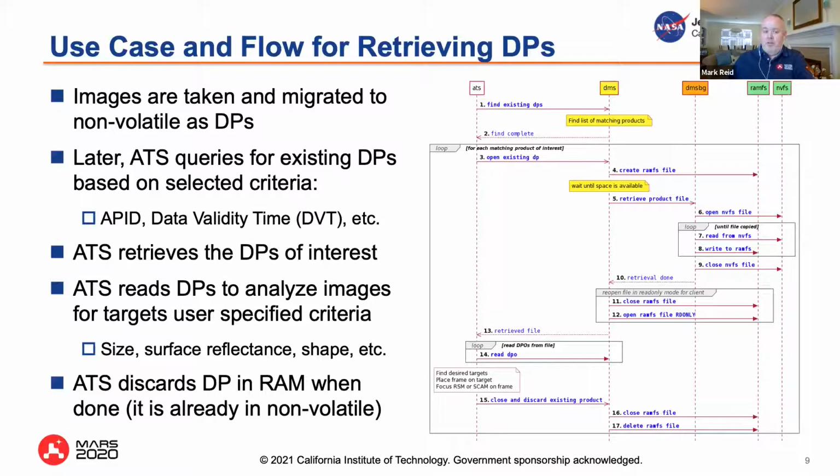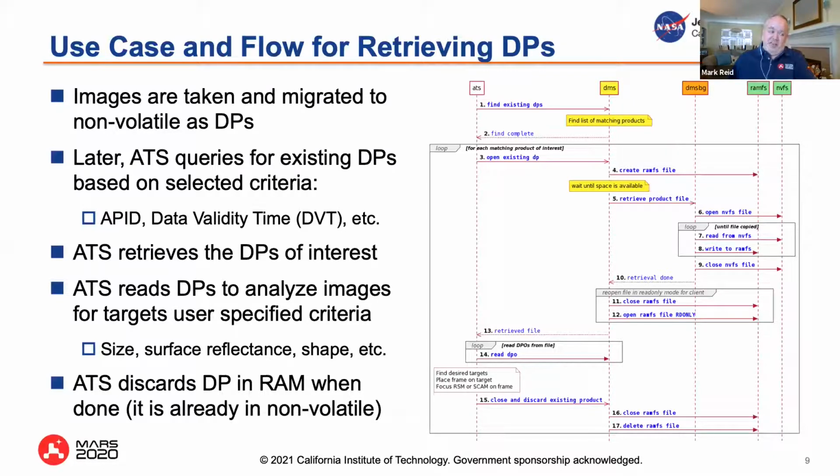At which point ATS could then decide the sequences that have been loaded that are using ATS could then make a decision as far as what targets of interest the rover should go look at next, I guess, without the ground in the loop. So this is providing a lot more autonomous capability.